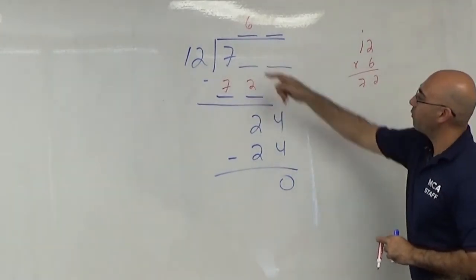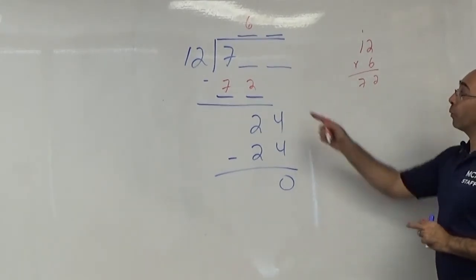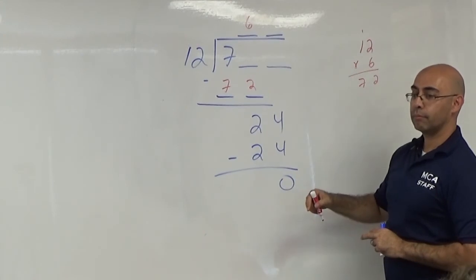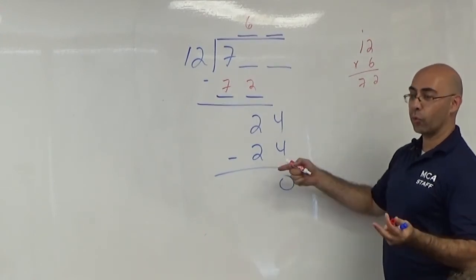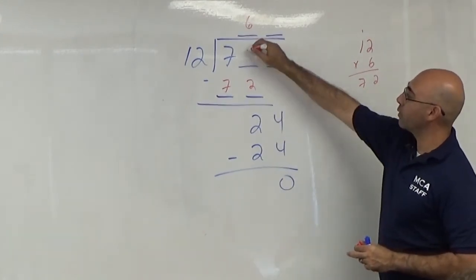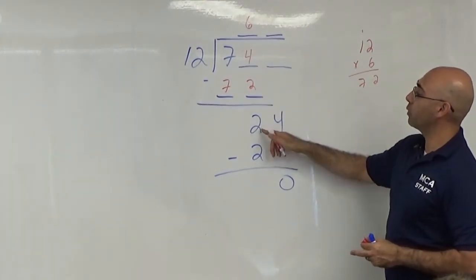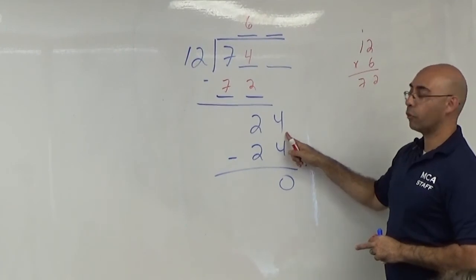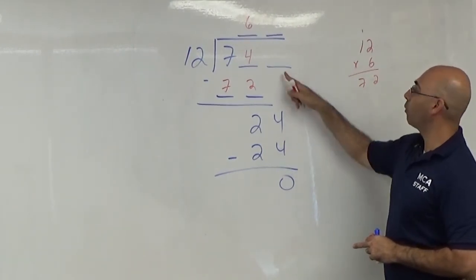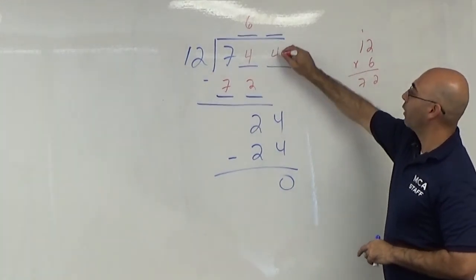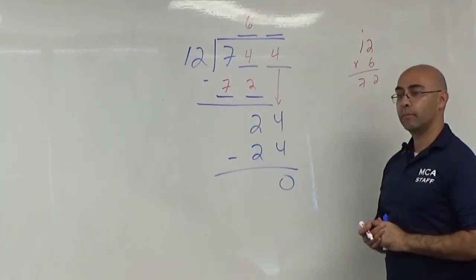So what would this number have to be? Remember, when you're subtracting going one way, what do you do the other way? You add the other way. So 2 plus 2 is 4. Let's double check. 74 minus 72 is 2. Well, where does this 4 come from then? Oh, from up here. It was a 4 that had to be dropped down there.